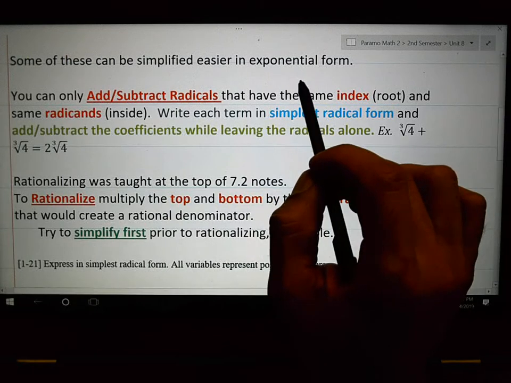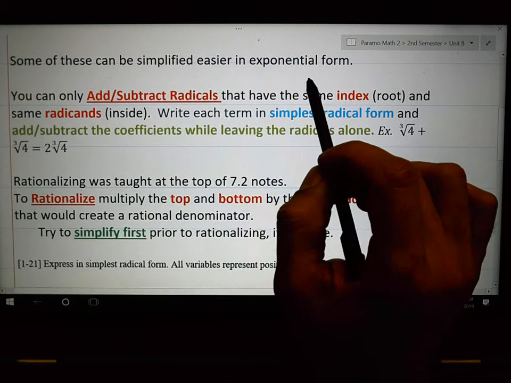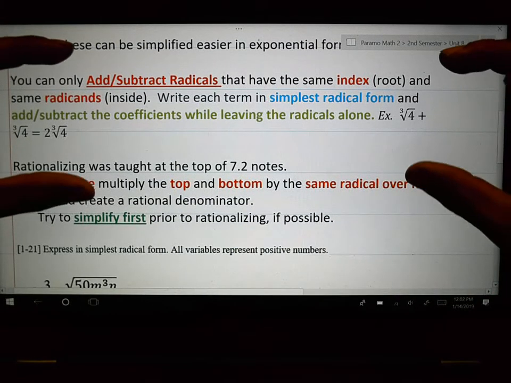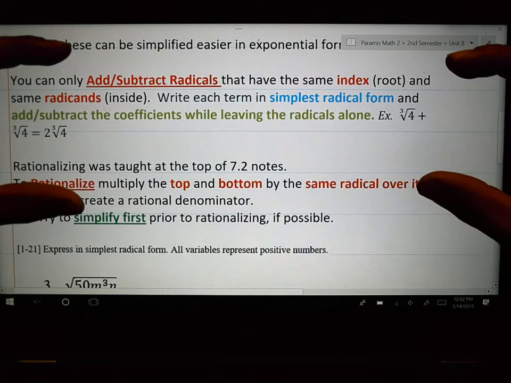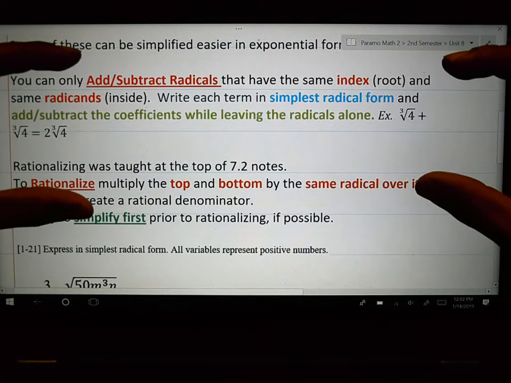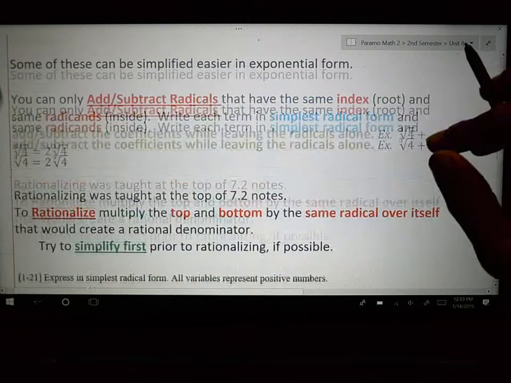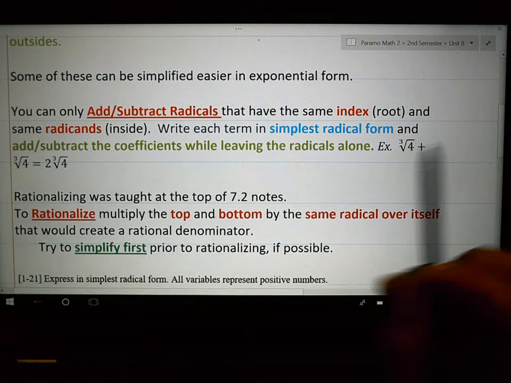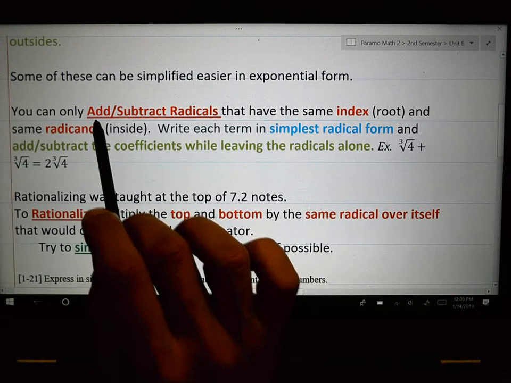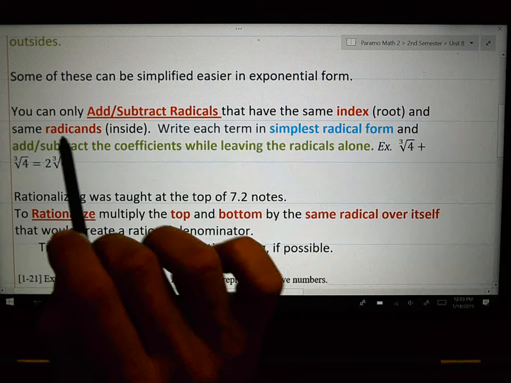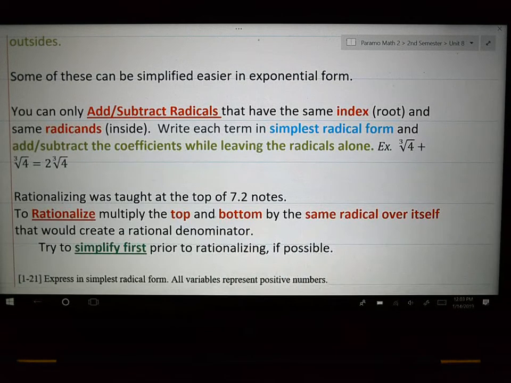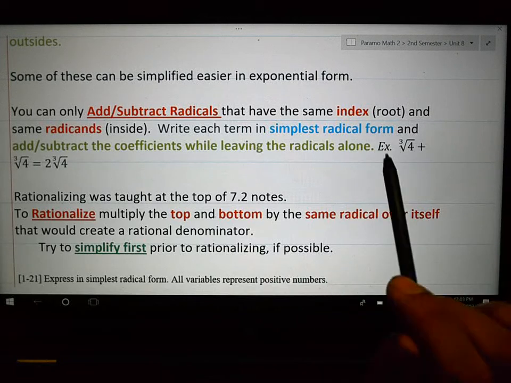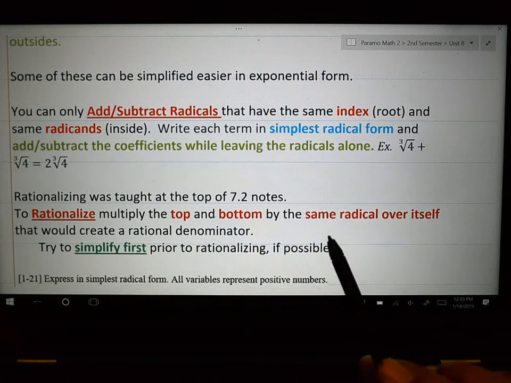Every now and then you may want to do things with exponential form and use your rules from 8.1. It's up to you. But the thing that I really need to highlight to you is this paragraph, because we have different rules for adding and subtracting radicals than we do for multiplying them. When we multiply them, this is what we do. But when we add or subtract them, we have to remember that we can only add radicals that have the same index and the same radicands. Let me translate that for you. We can only add or subtract radicals that have the same root and the same inside of the root.